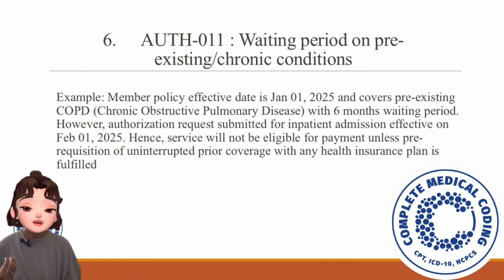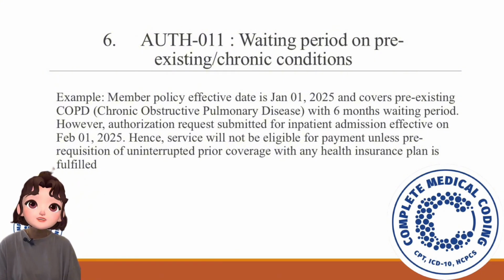But the authorization request that we are submitting is for Feb 1st. So it means only a 1 month gap, right? Within 1 month, we are submitting a pre-approval request. So in such cases, because there is a waiting period for such conditions, it won't be covered. It will be eligible only after 6 months of the policy effective date, unless there is some emergency or certain conditions. That is what it means.